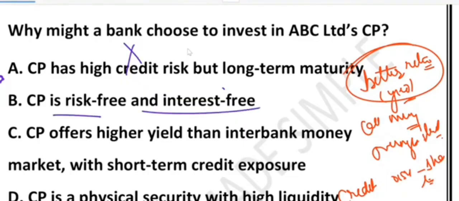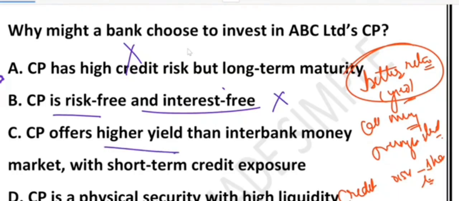Option B says it is risk-free and interest-free. It is again wrong. CP is not risk-free. Though it is issued by a top-rated company, there is still some credit risk. Also, it is not interest-free. It is issued at a discount and redeemed at face value, so the investor earns interest indirectly.